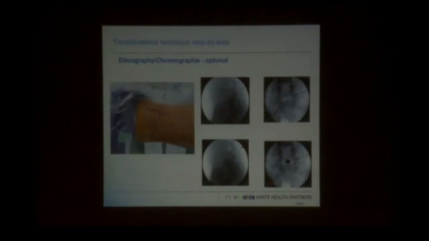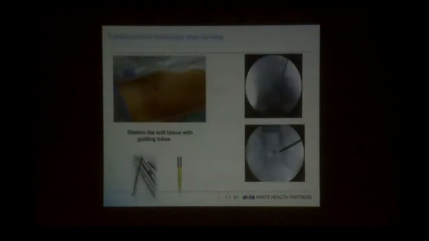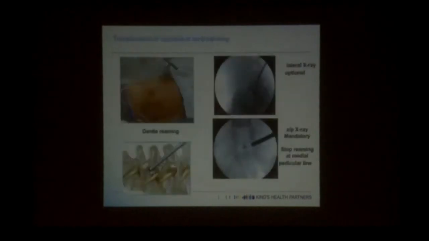Then you use the next set of instruments, which I said, the traffic light system. Then you use the dilators. And ultimately, some people do discography. When I started, I was doing that, but I stopped. There's no need for discography.